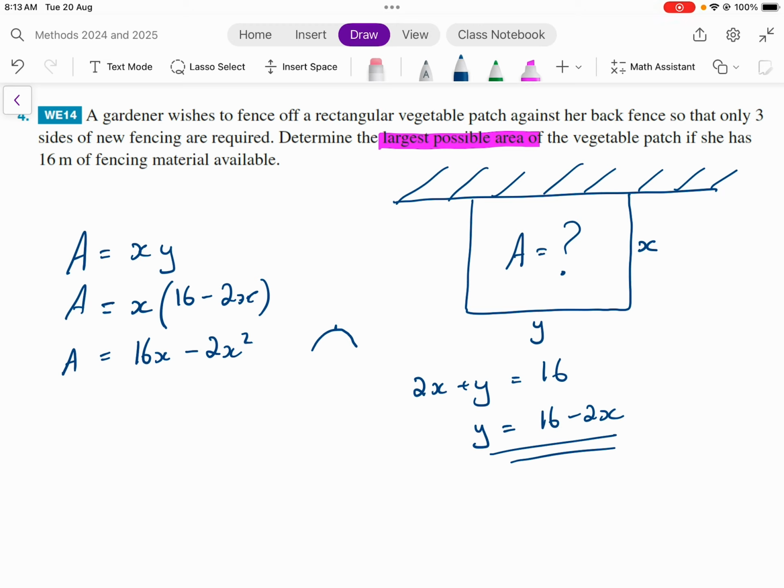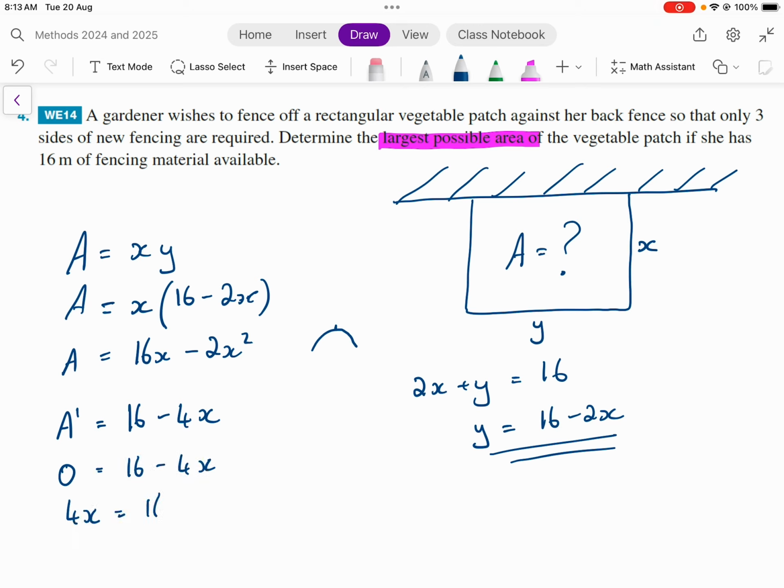Now, to find maximum and minimum values, or turning points as we know them, we're looking for the derivative. So we're going to find the derivative of A. 16x derives to 16, and then we drop our power, 2 times 2, 4x. So now we have a derivative. We want a stationary point or turning point, maximum value, when the derivative is equal to 0. Rearranging this, we find that x would be equal to 4.